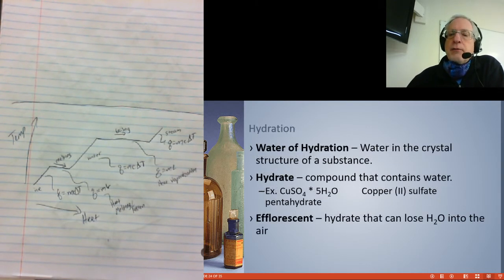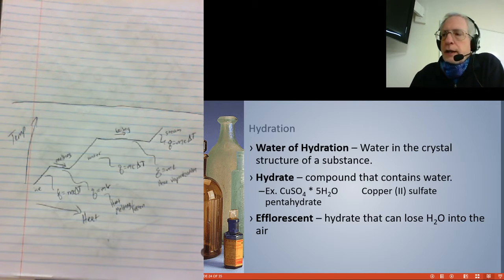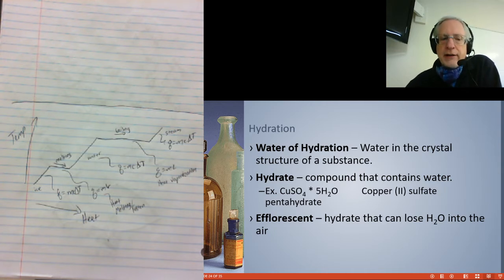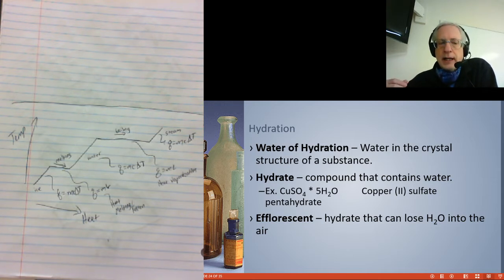Hydration, and we talked about this before in a lab with copper(II) sulfate pentahydrate, where we figured out what the water of hydration was. Water of hydration just means many crystals, in order to become stable, will absorb a little bit of water. They pull the water right out of the air, and once it's in there, they form what's called a hydrate. And a common example is copper(II) sulfate pentahydrate. This process of gaining water is called desiccation.